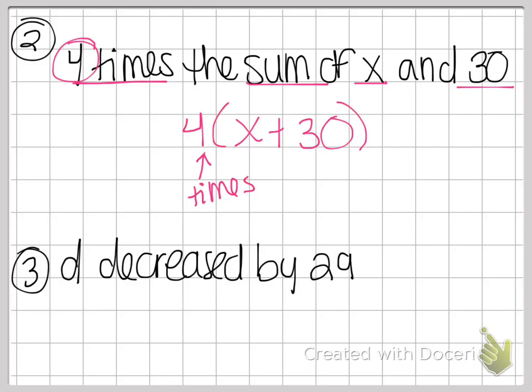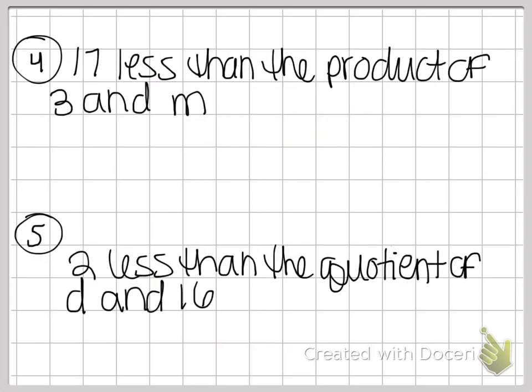Number 3, d decreased by 29. So I've got the word decrease, and of the 4 operations, that tells me subtraction is going to be used. So I'm decreasing d, whatever that value is, by 29. A couple more examples. Number 4, 17 less than the product of 3 and m. So 17 less, it's going to tell me that I'm going to be subtracting 17. The product of 3 and m. All right, so here again we're multiplying 3 and m, and we are showing 17 less than that product. So here's 3m being multiplied, and 17 less, well, subtract 17.